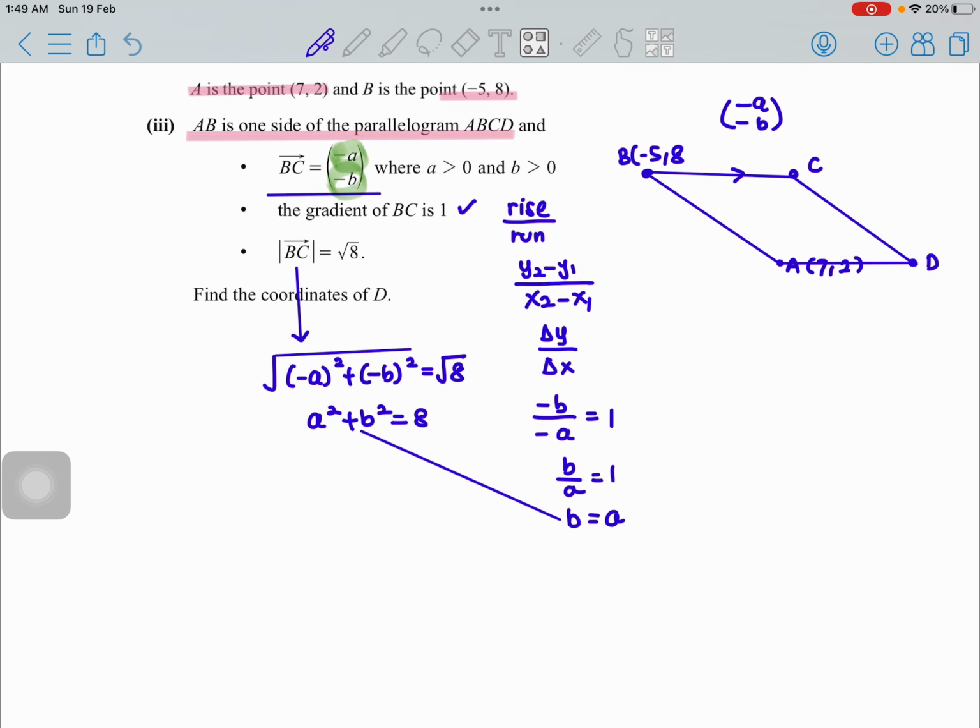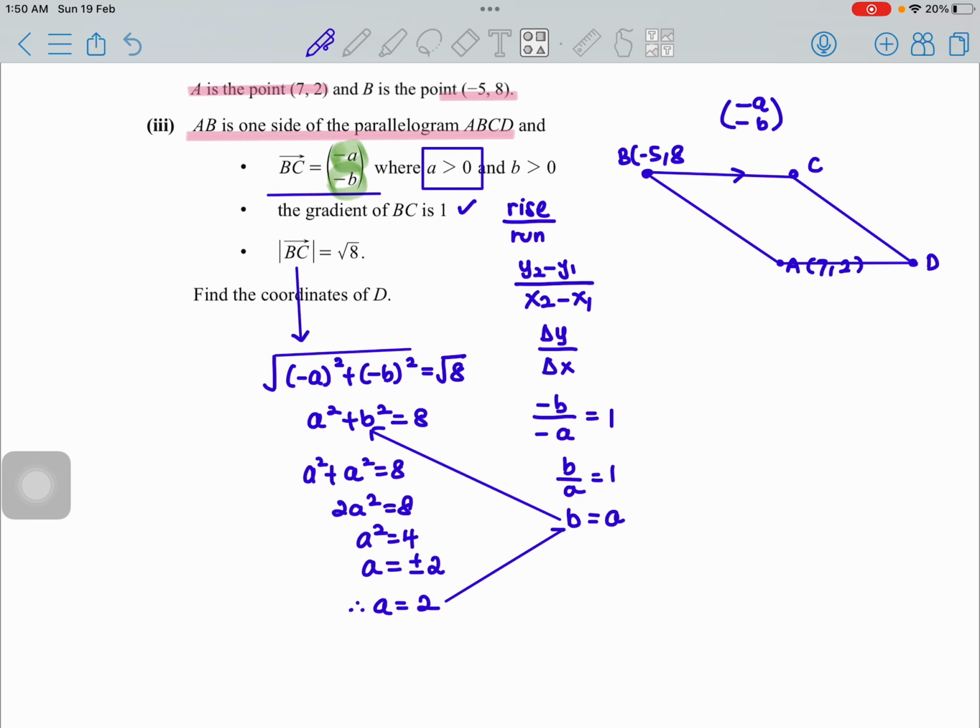You take this and you substitute here. So a squared plus a squared equals 8. 2a squared equals 8. a squared equals 4. a is plus or minus 2. But we are very sure that the value of a is greater than 0. Therefore, a is 2. The moment you get that, you know the value of your b.